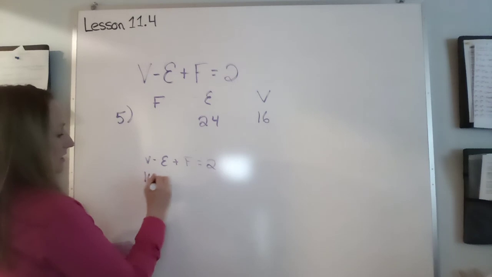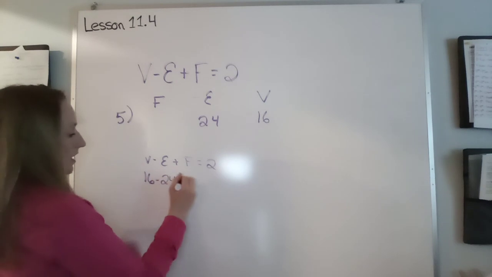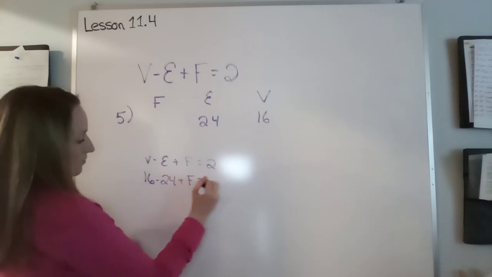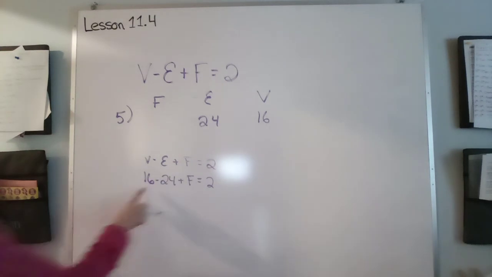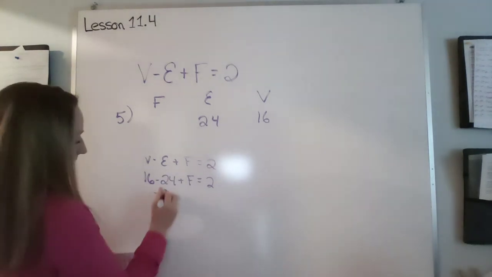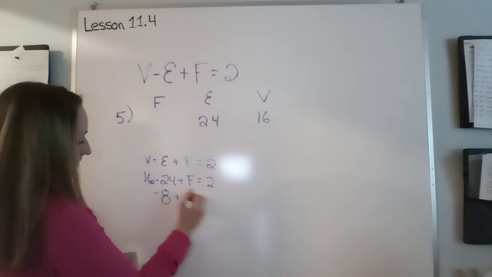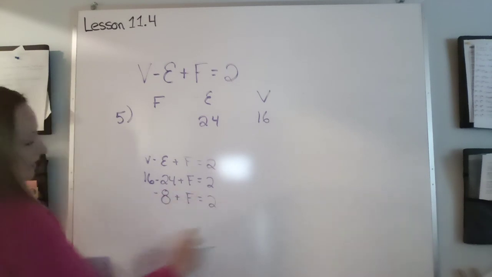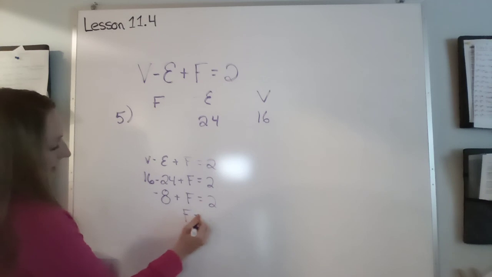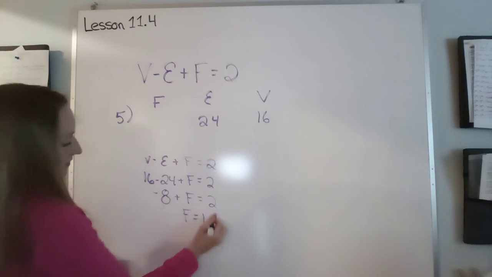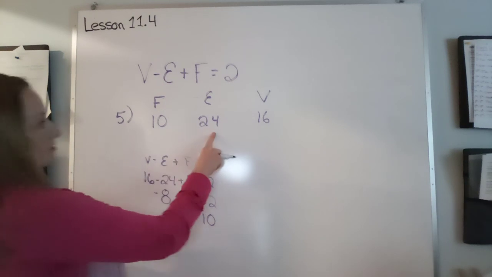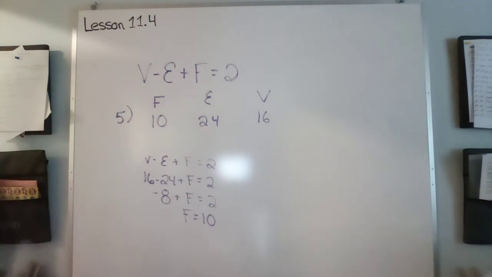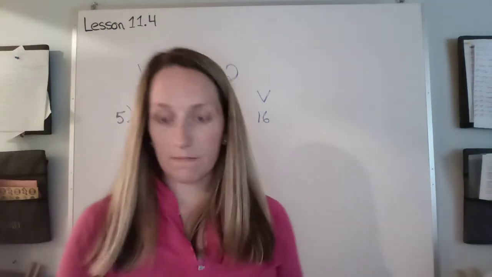Vertices is 16. Edges is 24. I don't know faces. It equals 2. And then you're going to work through the algebra. All right, so 16 minus 24 is negative 8 plus F equals 2. Add 8 to both sides, and you're going to have 10 faces. Okay, so this figure has 10 faces, 24 edges, and 16 vertices. So that's what you do for problems 4 through 7.